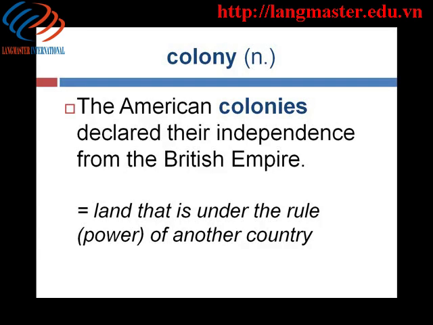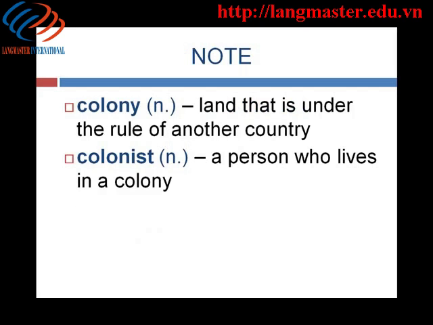Colony. The American colonies declared their independence from the British Empire. A colony is a land that is under the rule or power of another country. Note: a colony is a land that is under the rule of another country. A colonist is a person who lives in a colony.